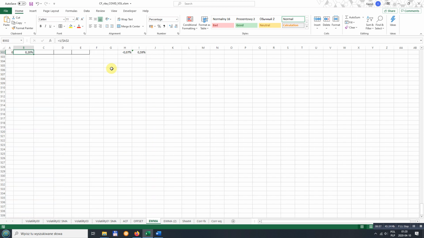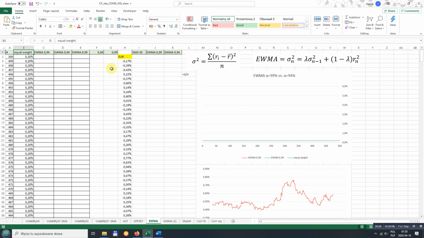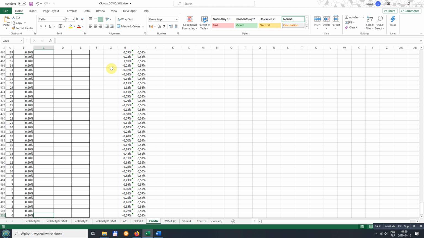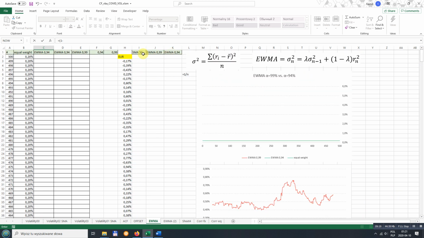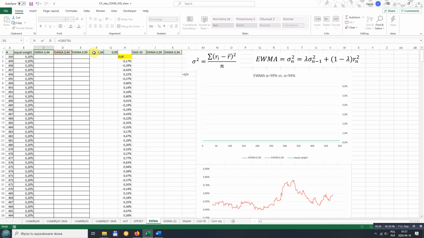So if I want to calculate weights for 0.95 lambda, the first weight would be equal to 1 minus lambda, so this would be equal to 6%, right? So 1 minus lambda. And the weight for a previous observation would be just equal to the weight of this observation times the lambda parameter. Right, and if I go up, these would be my weights.